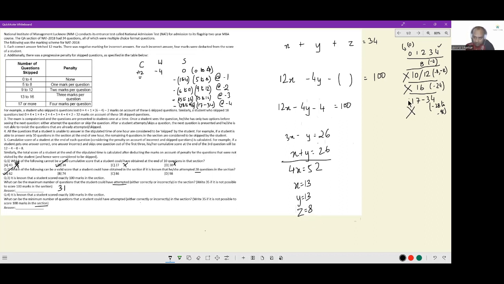Can you see, even though you start checking from the bottom, this is the first spot where you will get an acceptable case. So the minimum number of questions the student could have attempted, correctly or incorrectly, is going to be 26 questions. At 26 questions, he can still obtain a score of 100. Okay, and that is all for this set.